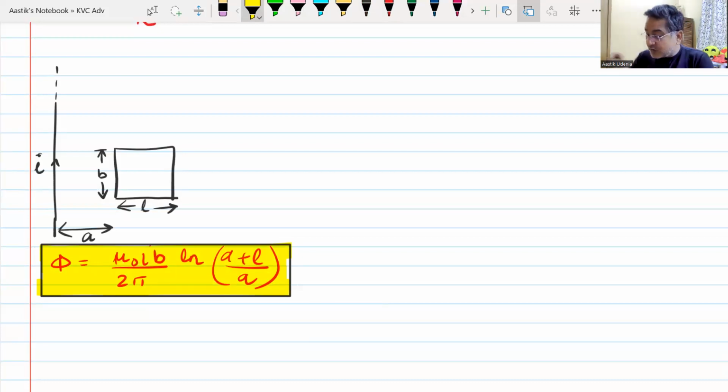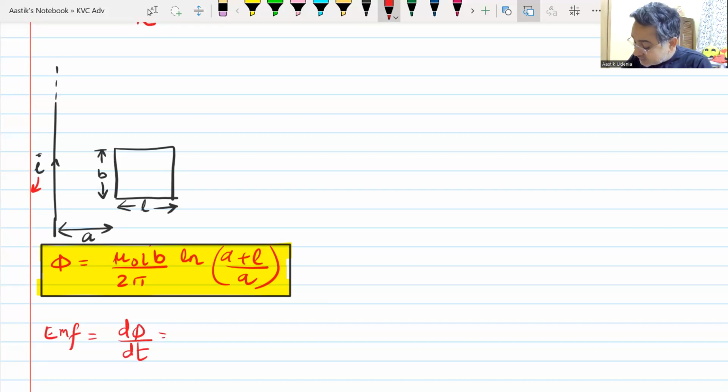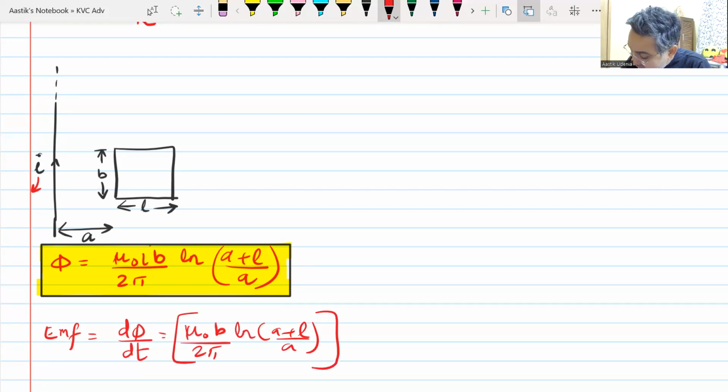Yes. Okay. Now, if the current in this loop is varying as a function of time, you can find out the EMF induced in the loop. d phi by dt, I am not putting the negative sign. Negative sign only tells us the direction. So I can write it like this: mu naught B by 2 pi ln of (A plus L) by A, everything multiplied by di by dt.